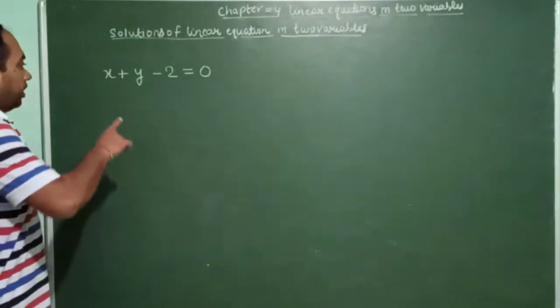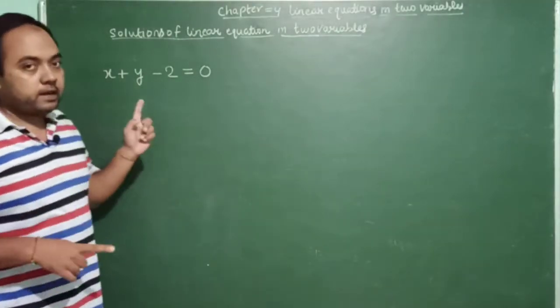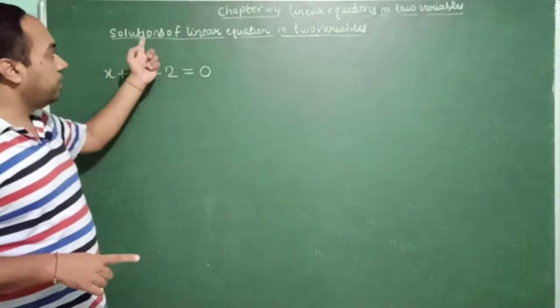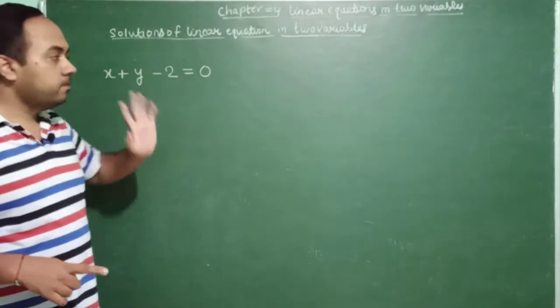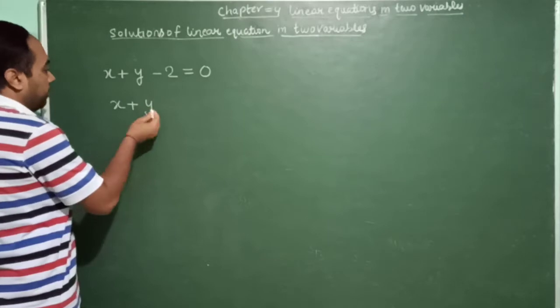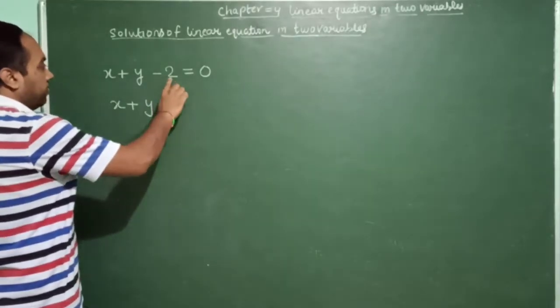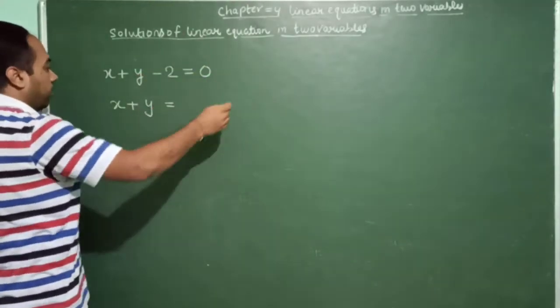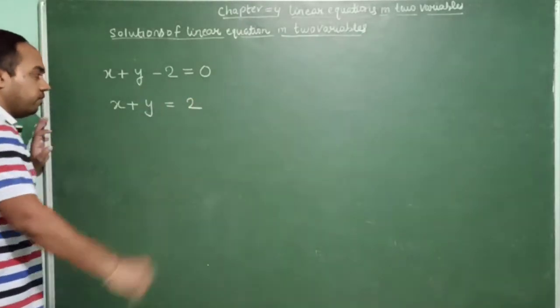Now again there are two methods for finding the solutions of linear equation in two variables. देखो, तो first method क्या है? First write variables one side and shift this constant on the other side. पहले इसको shift कर दिया.